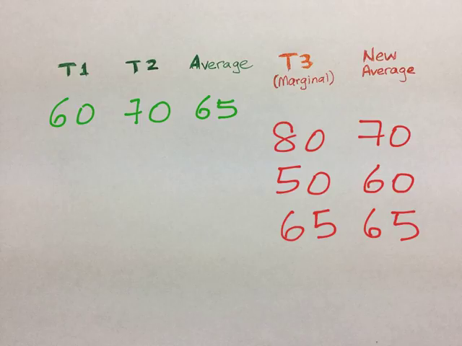So what we notice is that if marginal is higher than current average, it pulls average up. If it's lower than current average, it pulls average down. And if it's the same as the current average, it keeps the average constant at the existing number.